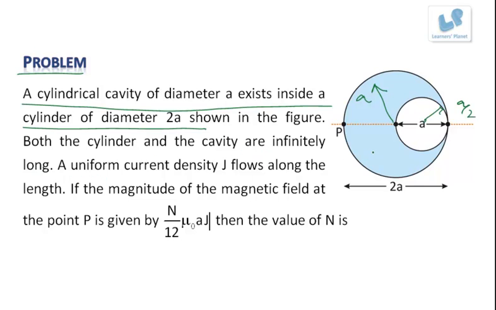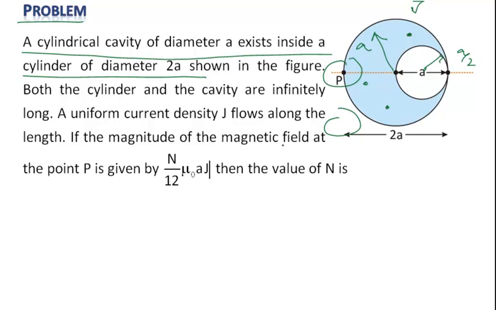A uniform current density J, let us say current is coming out of it, and this current density is J, it is uniform. It flows along the length. If the magnitude of the magnetic field at point P is given by n by 12 mu naught aJ, then the value of n is.